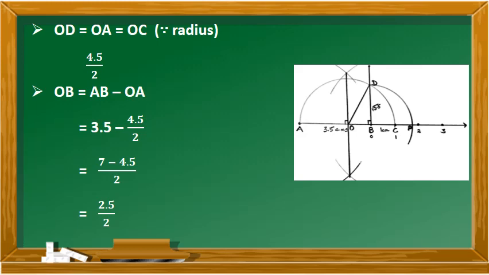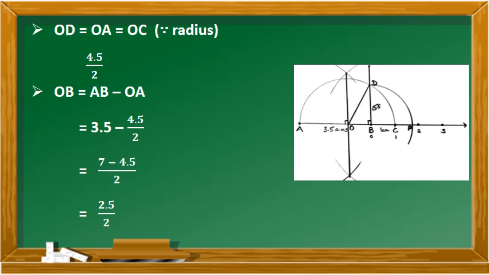To prove that BD is equal to square root of 3.5, we have to find out the measure of OB and OD. Now you very well know OD is equal to OA is equal to OC, because we have drawn the semicircle with the help of OA and OC measure. What is OA measure? It is half of 4.5, because AC is equal to 4.5. So OA is equal to OC is equal to 4.5 by 2, which is also equal to OD, which is 4.5 by 2. Now we have to see what is OB.